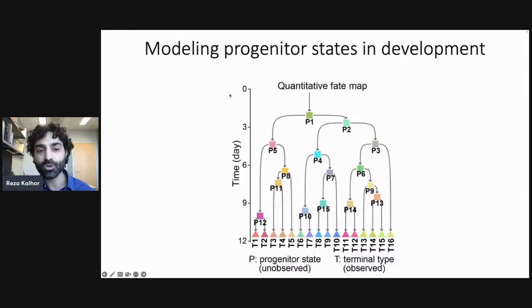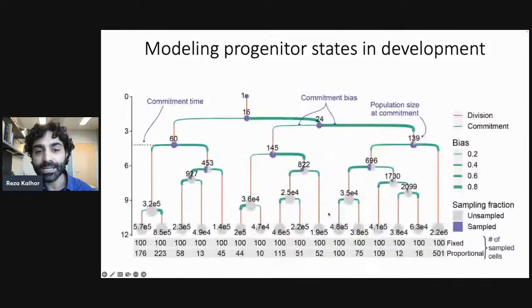development, which we call a quantitative fate map, which captures this hierarchy of progenitor states, as labeled here by P followed by numbers, that lead to the set of cell types we have observed in an animal or in an embryo, as labeled by T followed by a number. And not only is the hierarchy of these progenitor states, known in the field as their potency, very important, but also their individual behaviors are very important.